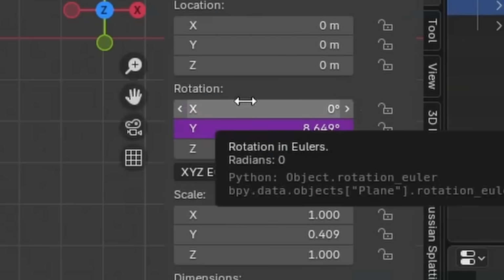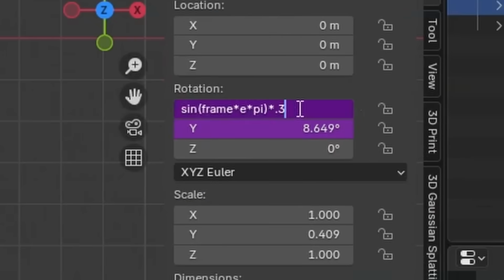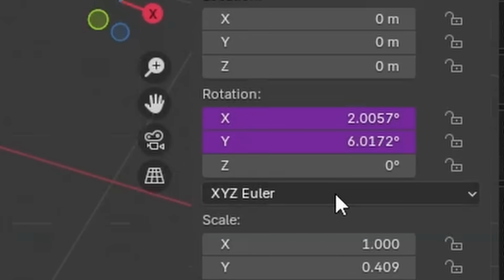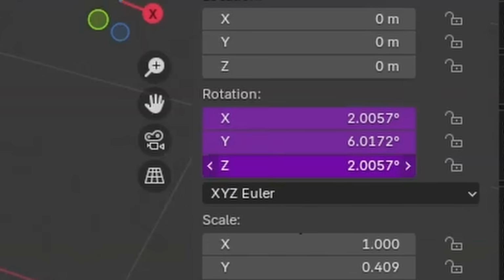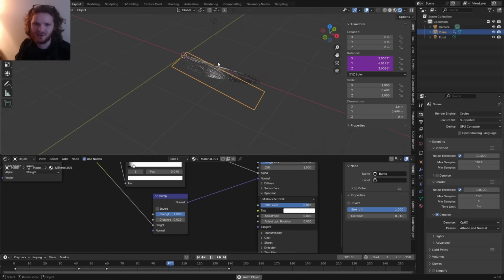Copy the driver. I'm going to put it on the x-axis. And the only thing I'm going to change is I'm going to make the amplitude lower. You can see that extra rotation. I'm going to copy this driver, paste it into the z. This one can be a bit stronger. And now we have our nice wing.